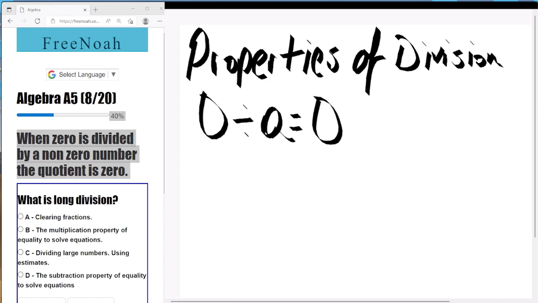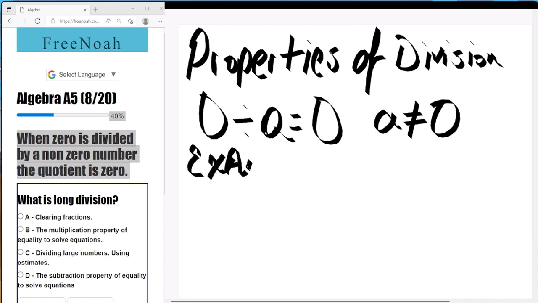Simple division problems. All right, as long as a doesn't equal 0, it will ultimately equal 0. And that's the third property that I introduced to you a few videos back. All right, let's give you an example here, right?